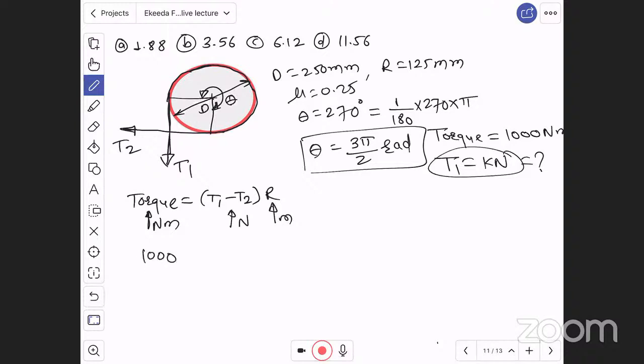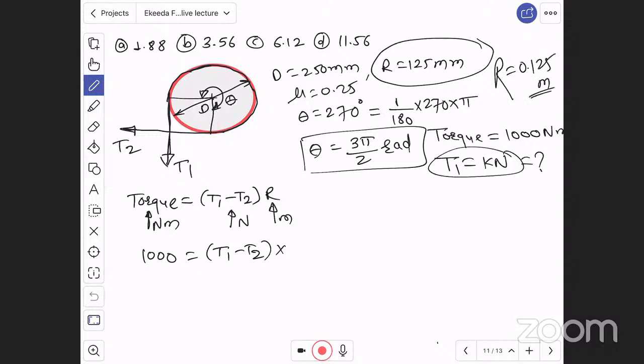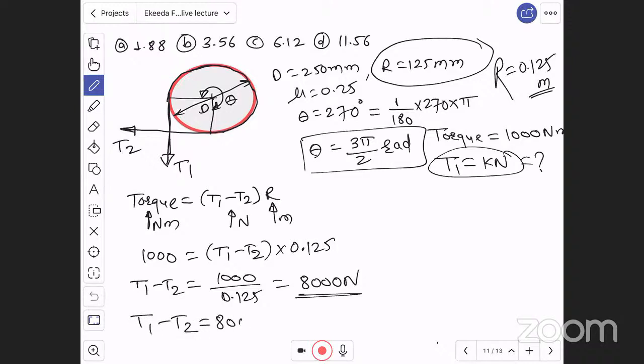Therefore, 1000 is equal to tight side tension T1 minus loose side tension T2 into radius. Radius is given 125 mm, which is nothing but radius is equal to 0.125 meter. We have to use meter, right? Therefore, T1 minus T2 is equal to 1000 divided by 0.125. If you solve this, you will find T1 minus T2 is equal to 8000 Newton. This is the first equation.